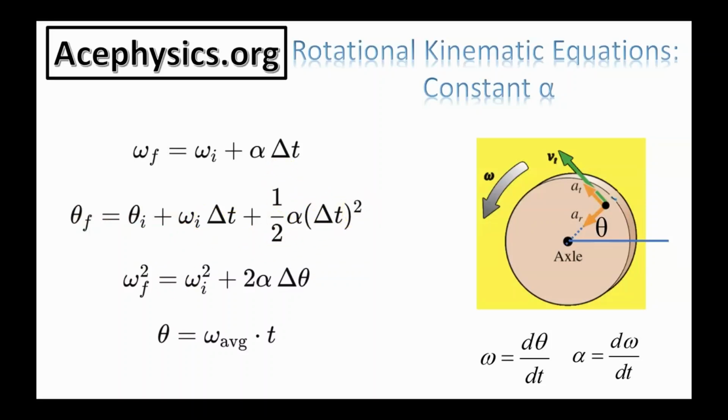The third equation is the only equation that doesn't involve time. Omega final squared equals omega initial squared plus 2 alpha delta theta. The final equation is delta theta equals omega average times t. These equations are derived with the condition that the acceleration is constant. If the acceleration changes at any point for any reason, these equations no longer hold. They only work for constant acceleration.